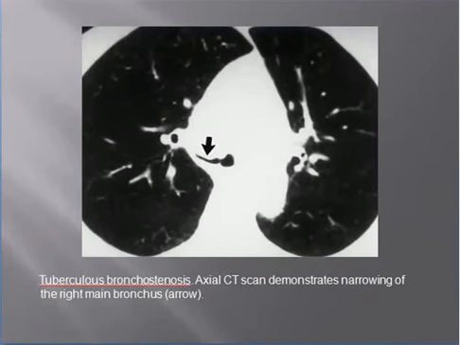Tuberculosis can lead to bronchostenosis due to the chronic inflammatory process and persistent changes. Axial CT scan demonstrates narrowing of the right main bronchus, depicted by a black arrow.